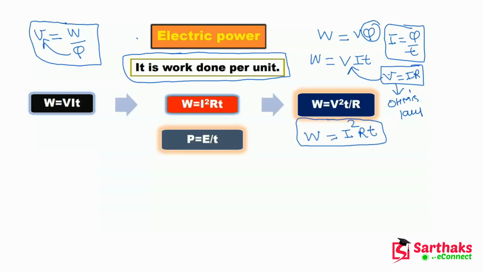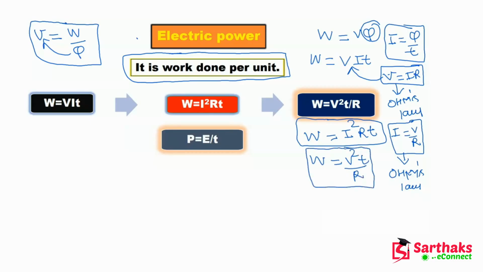Now, if I replace I from here, then I can also write V upon R. This is also by Ohm's law. So basically, this can also be written as V square T by R. If I replace this here, then it will give me this formula.